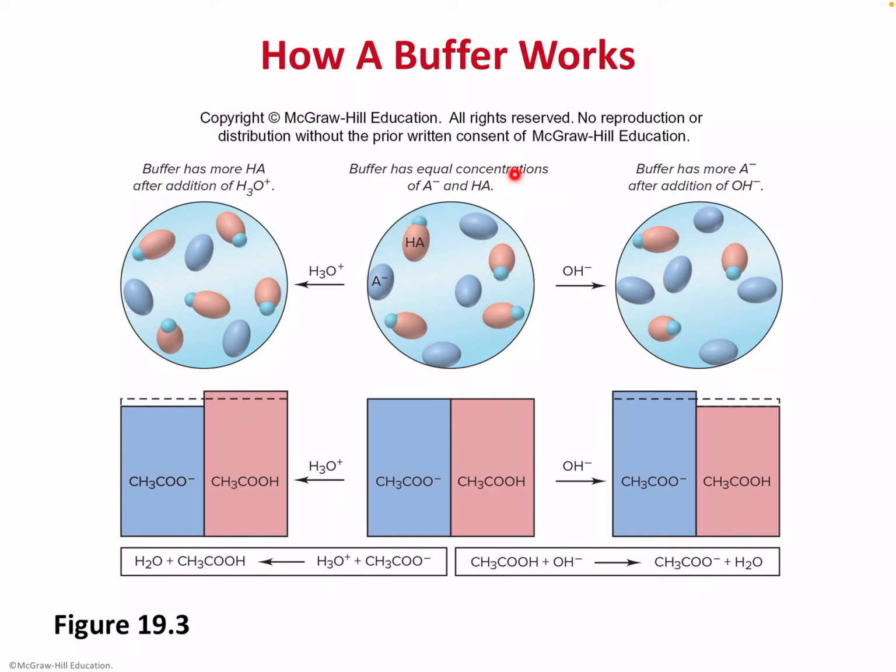So the buffer has equal concentrations of acetate ion and acetic acid, and this one has more acetic acid compared to acetate ions after addition of hydronium ion. And then after addition of hydroxide ion, the buffer has more acetate ions. Okay, that is how a buffer works. So the pH didn't change much, just a little bit. It did change, but only a little bit. Okay.